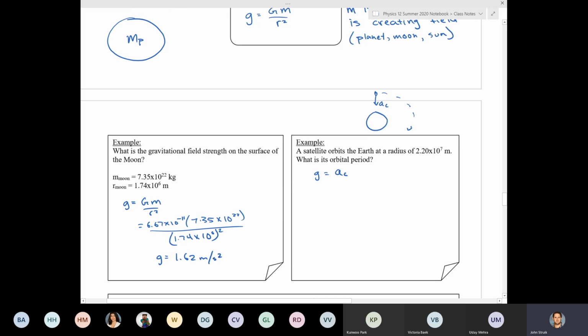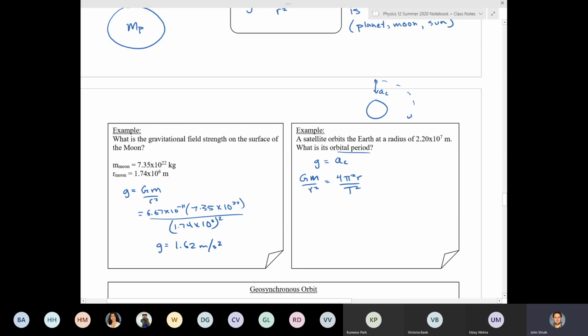So now instead of doing all that other stuff, I can go Gm over r squared equals, and then Ac, we have a couple different formulas. We have v squared over r, but we want to know its orbital period, so we have 4 pi squared r over t squared. Now we're solving for orbital period. So I'm going to cross multiply and then divide by Gm. So I'm going to get r, not v. I'm going to multiply both sides by r squared.